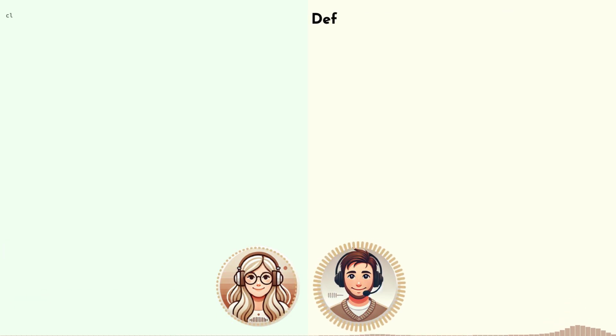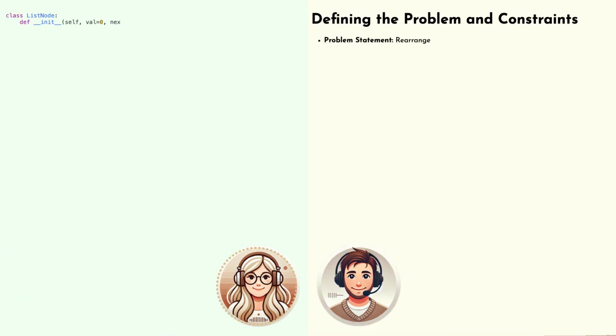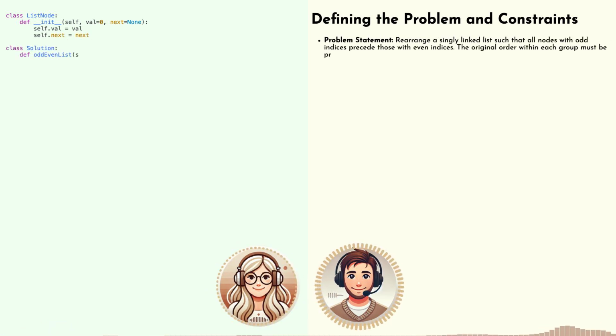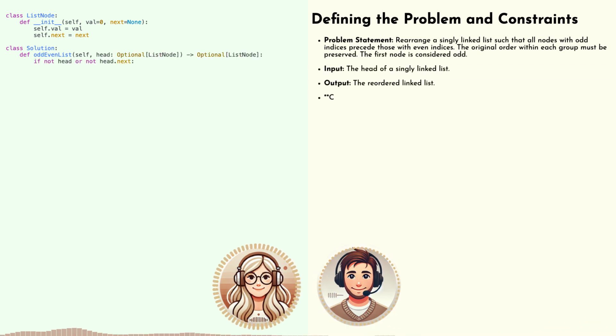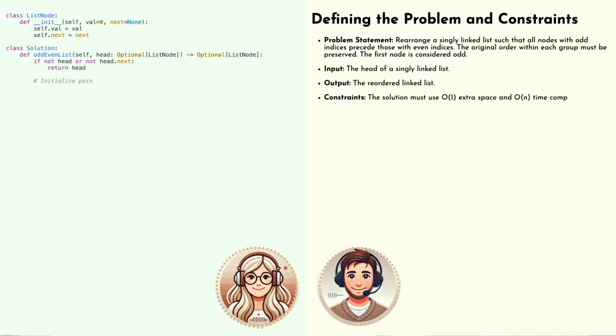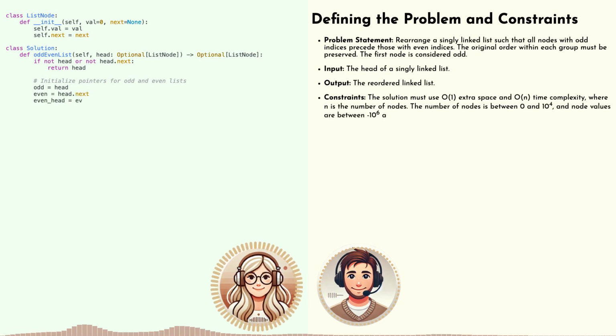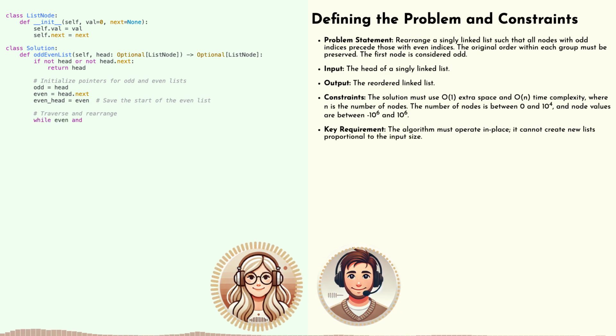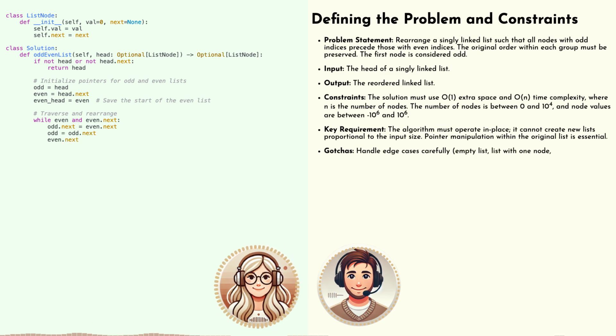Right, so before we get into the solutions, let's set the stage for our listeners. Imagine we have a singly linked list, the kind where each element points to the next one in line. Our goal is to rearrange this list so that all the odd index nodes come before the even index ones. It's not about sorting the values themselves. We're focused on the positions. It's like we're separating the list into two teams, odds and evens, and then having the odds line up first.